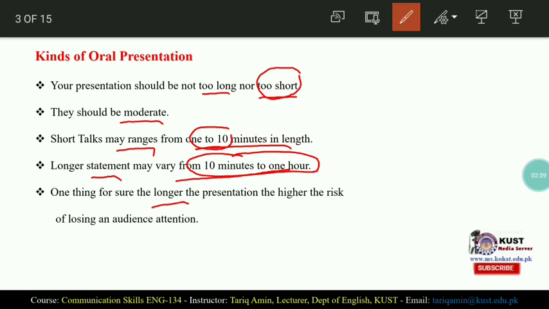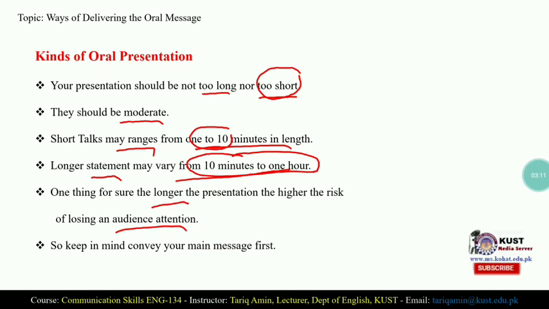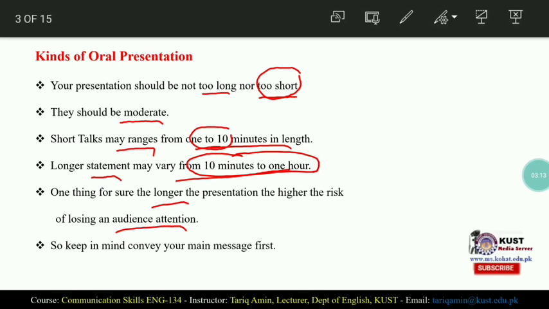You might lose audience attention, and there is a great possibility that they will leave you in between. So keep in mind, first of all, you should convey your main message. After that, you may talk about other things, other supporting points.